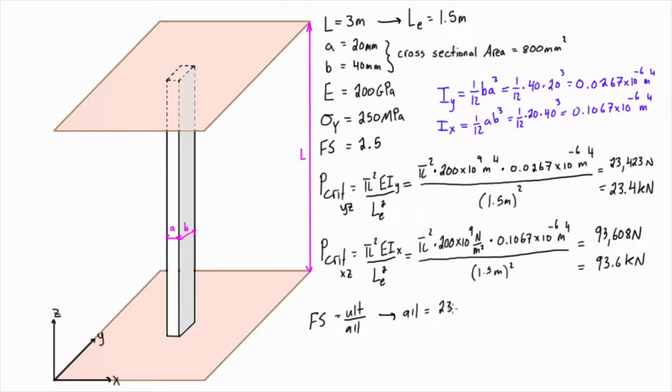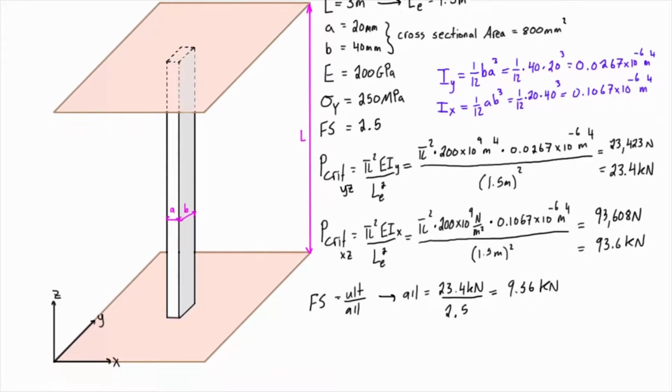equal to 23.4 kilonewtons over a factor of safety, which is 2.5. All right, and that works out to be 9.36 kilonewtons. So with a factor of safety of 2.5, we can safely support this compressive load here of 9.36 kilonewtons. Now, something that we should do, exactly like we talked about in the last video, is check that we're not at risk of yielding with this applied load.